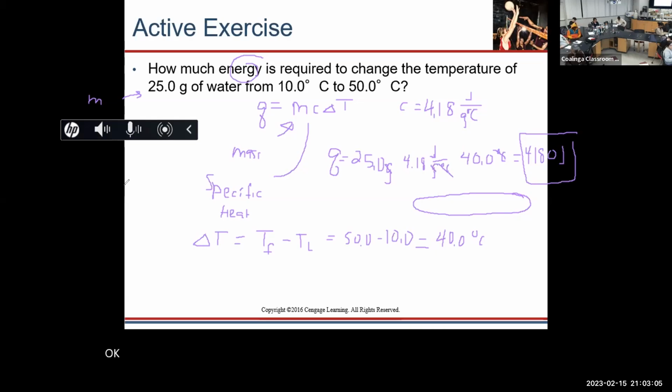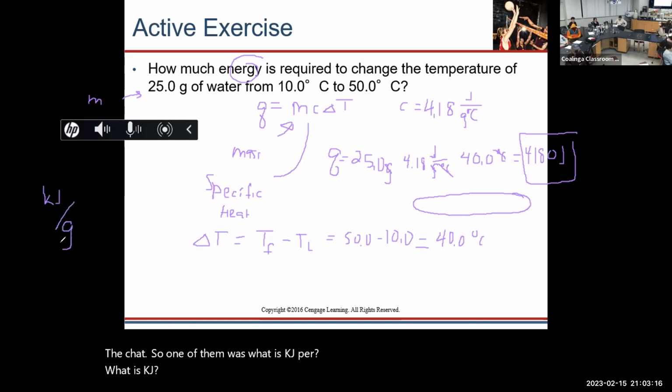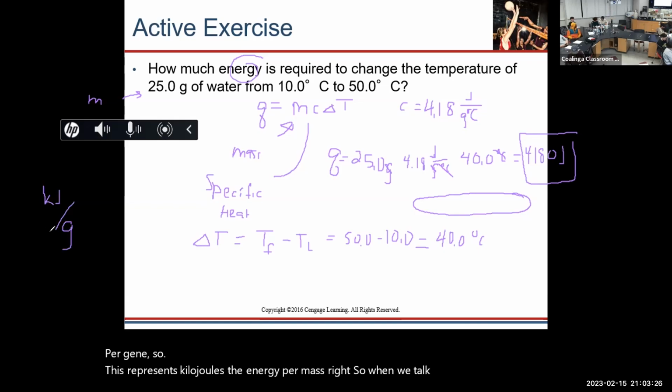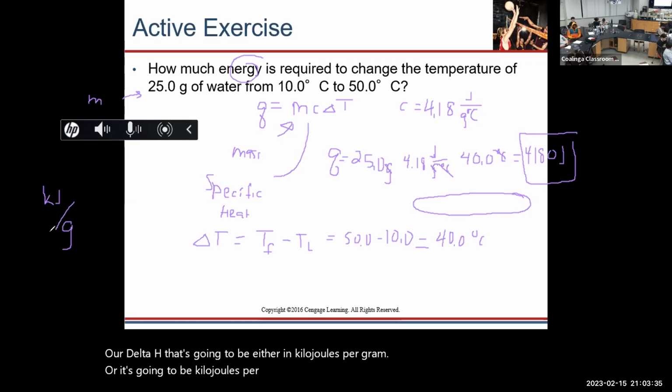So there were a couple of questions that I didn't answer in the chat. One of them was, what is kJ per g? This represents kilojoules, the energy per mass. So when we talk about our enthalpy, our delta H, that's going to be either in kilojoules per gram or kilojoules per mole. So it's just the units that we use for enthalpy. Okay.